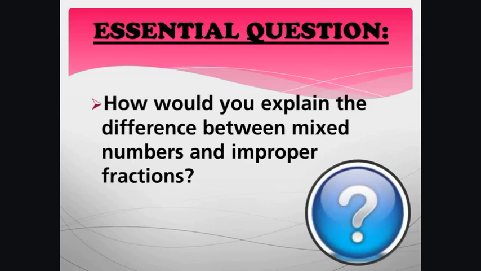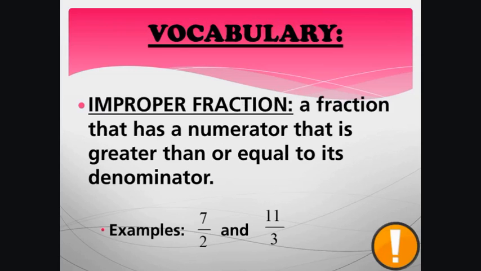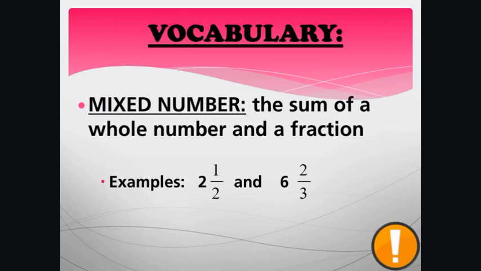So let's go ahead into talking about what a mixed number is. A mixed number is the sum of a whole number and a fraction. So these are examples that you might have heard of before, like 2 1/2 pizzas or 6 2/3 pieces of pie. These are just examples.